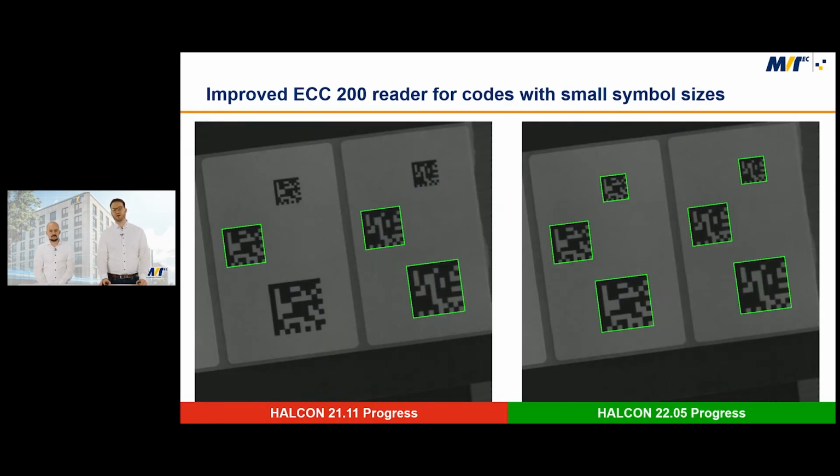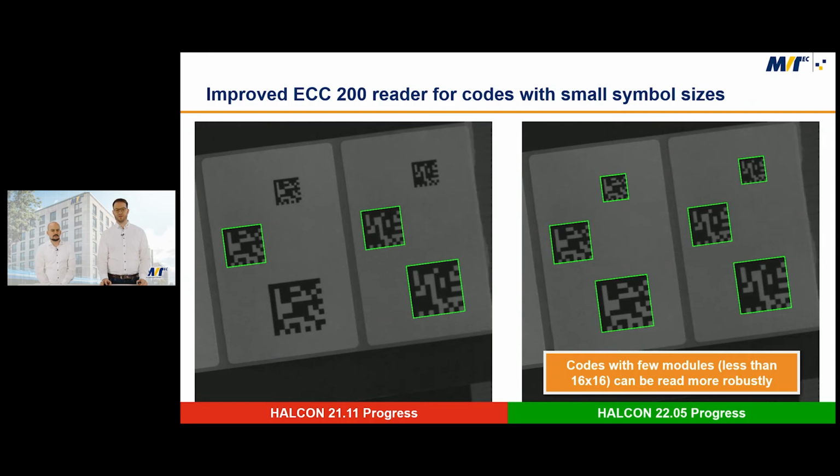We have improved our ECC200 reader, especially for codes with small symbol sizes. So on the left you can see these codes couldn't be read, which are now read with 2205. And especially codes with very few modules, so less than 16 × 16, can now be read much more robustly. The recognition of these small codes has been increased from 36 to 87% with standard recognition, and even up to 96 with enhanced recognition, and 99 with maximum recognition.